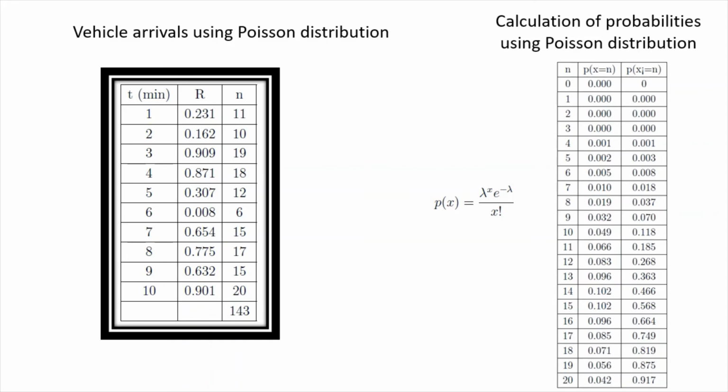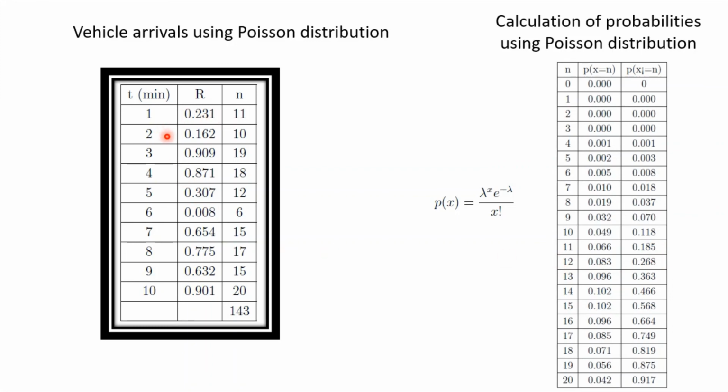Then for the first scan interval, the random number generated is 0.231. Accordingly, you can see how many vehicles there are for this probability of 0.231. Here in the Poisson distribution, in the cumulative distribution, 0.231 comes somewhere here, right? So accordingly, you can get, say, 0.185 is 11, 0.268 is 12. So we can get how many vehicles are arriving there.